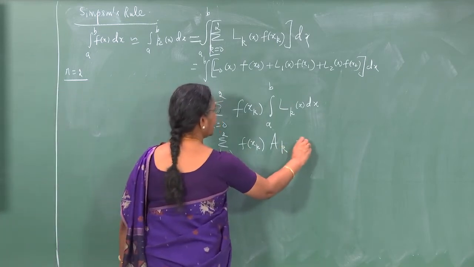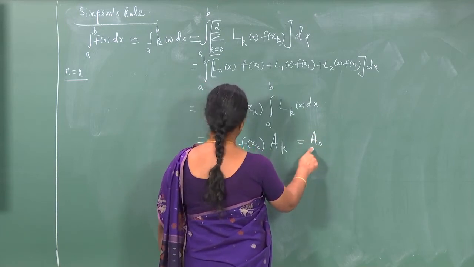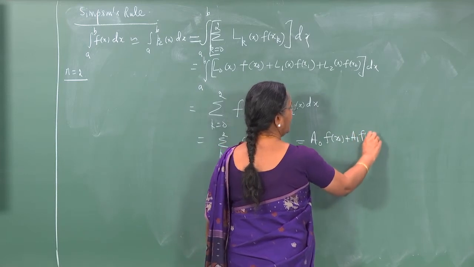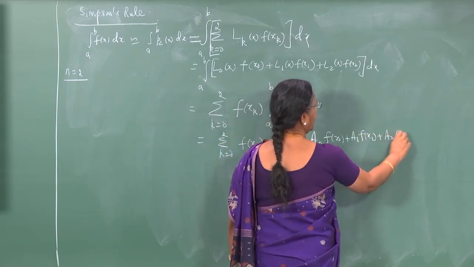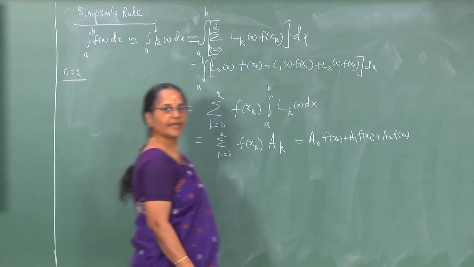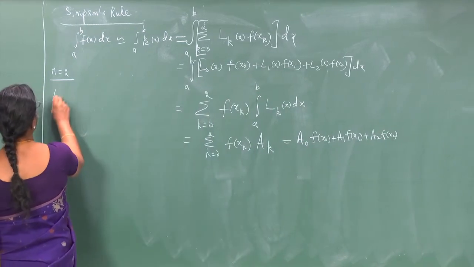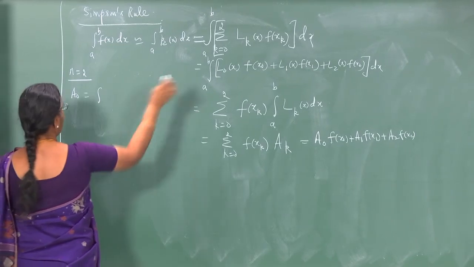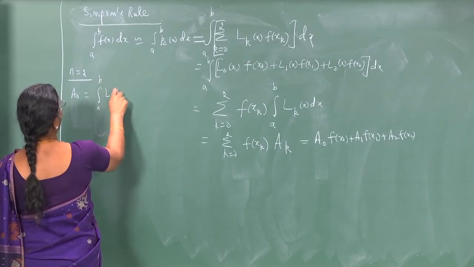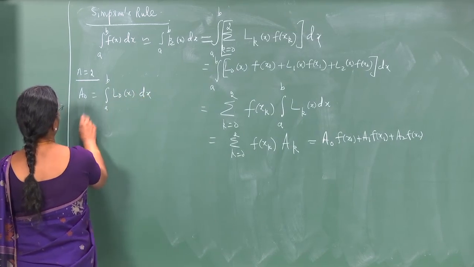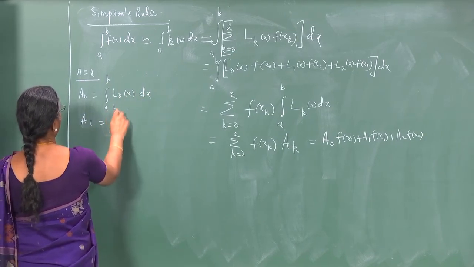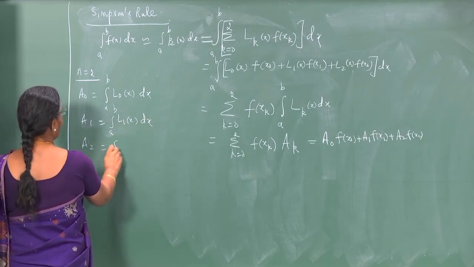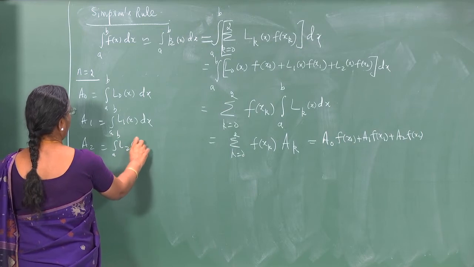So, I am interested in getting the constants a0, a1 and a2 in this formula, where a0 is equal to integral a to b L0 of x dx, a1 is integral a to b L1 of x dx, and a2 is integral a to b L2 of x dx.